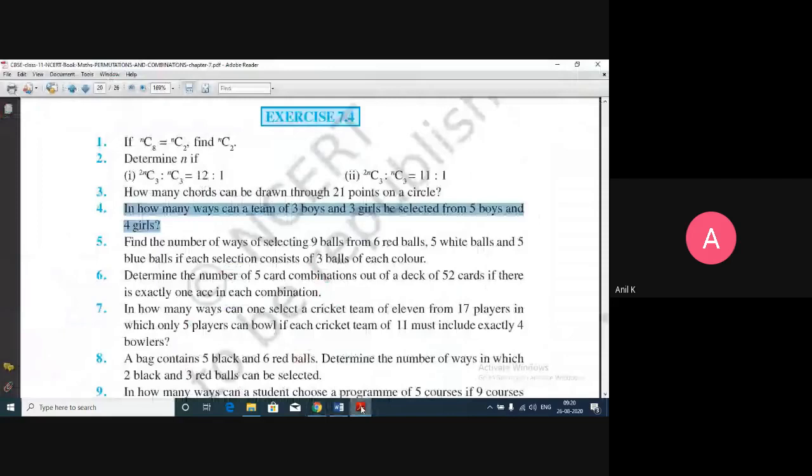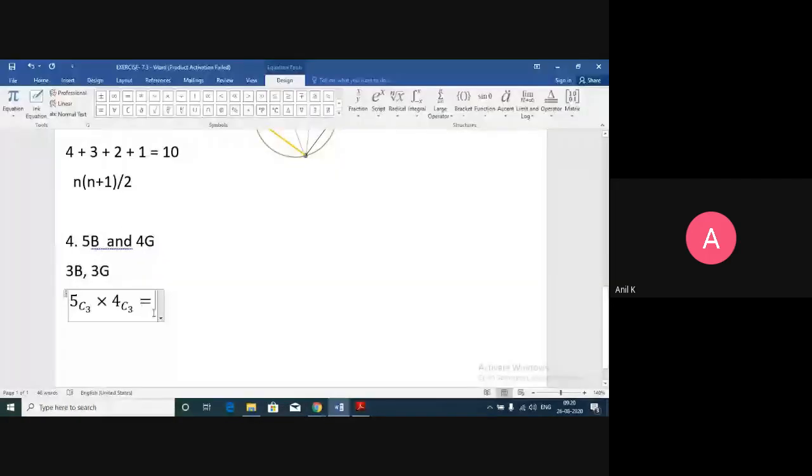Now, I'm leaving this calculation part here. I think you can simplify how to find 5C3 and 4C3 values. Next one, find the number of ways of selecting 9 balls from 6 red balls, 5 white balls, and 5 blue balls if each selection consists of 3 balls of each color. Six red, 5 white, 5 blue, and in total you have to select 9.